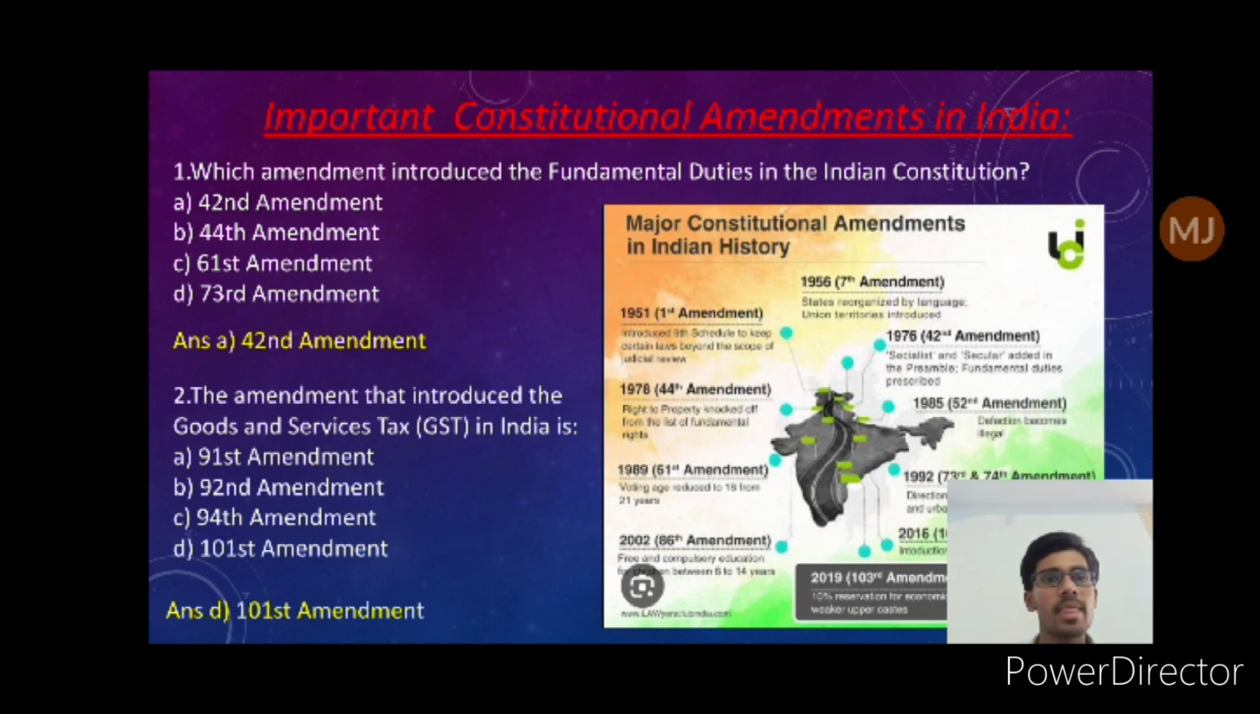Second question. The amendment that introduced the Goods and Services Tax, GST, in India is option A 91st Amendment, option B 92nd Amendment, option C 94th Amendment, option D 101st Amendment. Answer is option D 101st Amendment.